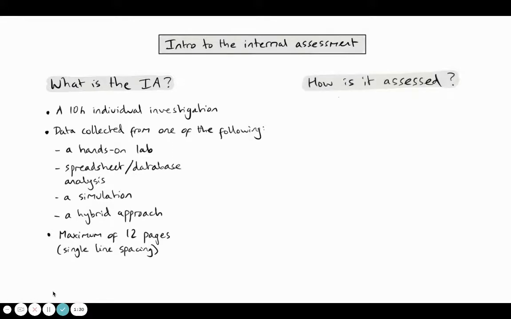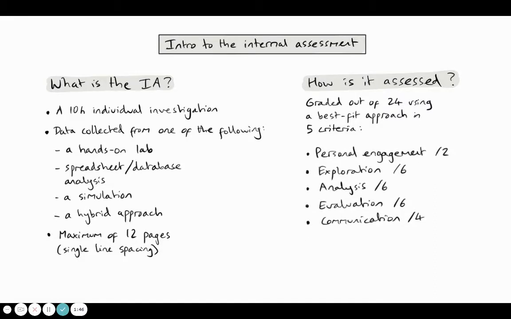So how is the internal assessment assessed? Well, you'll get eventually a grade on a 1 to 7 IB scale, but the internal assessment itself is graded out of 24, and that is in 5 different criteria. The personal engagement criteria is out of 2, exploration out of 6, analysis out of 6, evaluation out of 6, and finally the communication, it's out of 4.